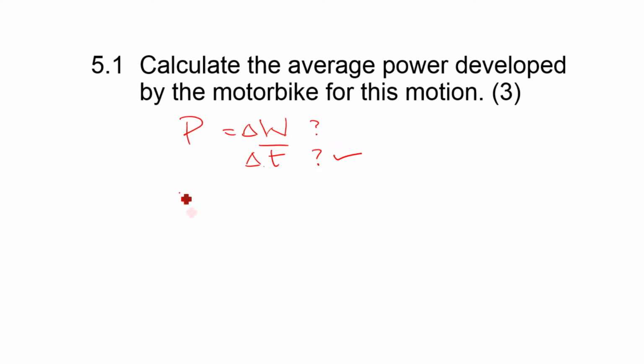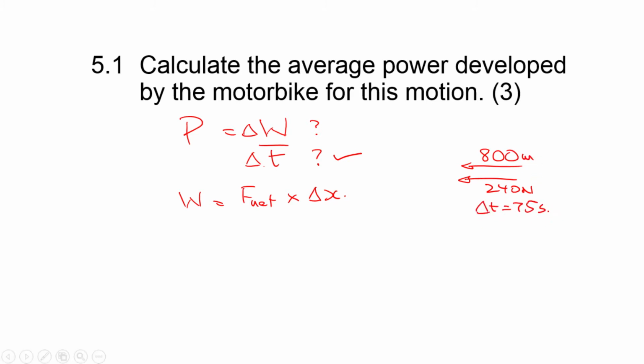Well, I know that work is equal to the driving force or the net force multiplied by the distance in the direction of the force. Now, everything here is in the same direction. There's a force of 240 newtons, and he is pushing it over 800 meters in a time of 75 seconds. I've got everything that I need to work this out. So power is equal to the net force times delta x over delta t.